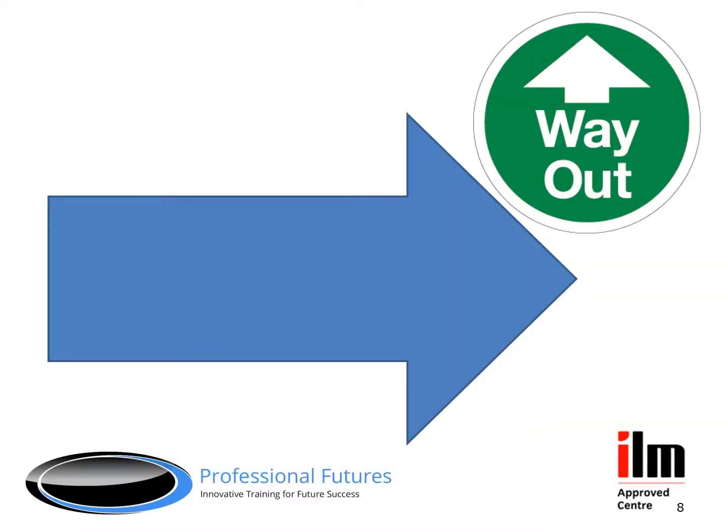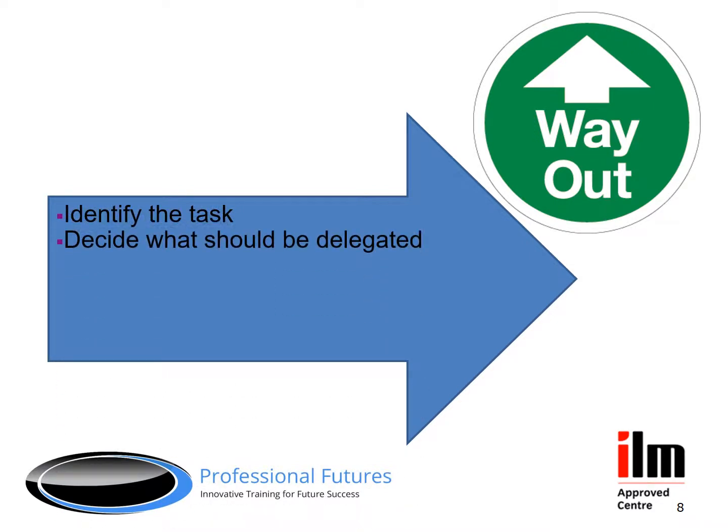So how do we delegate effectively? Well, there are a number of stages that we will go through in order to delegate a task. So first things first is identify the task. We then need to decide what should be delegated, as in that task. So are we giving all of the task away or just an element of it?